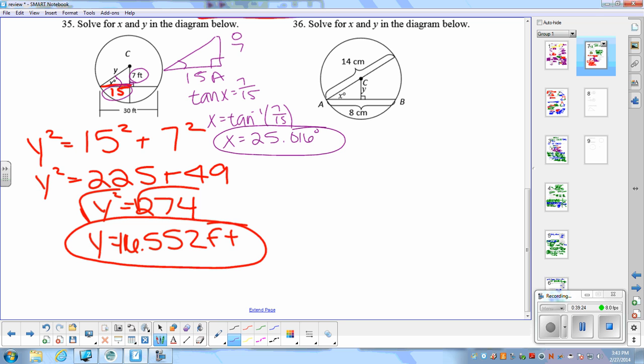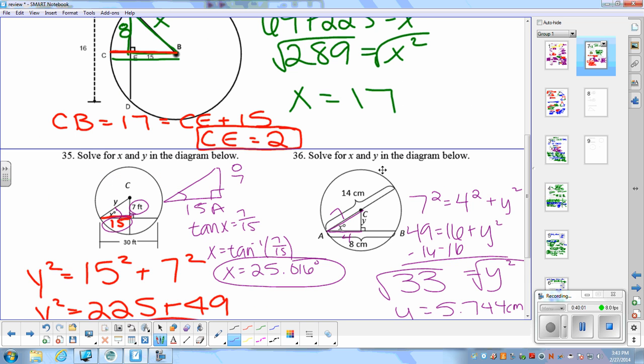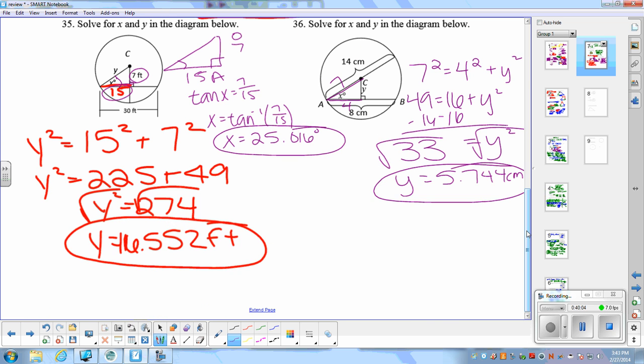36 is very similar to 35. I know that this length is 4 because it's half of that chord. AC is a radius, so it's 7. So to figure out y, I have 7 squared equals 4 squared plus y squared. 49 equals 16 plus y squared. Subtract the 16. Y squared equals 33. Square root both sides. Y equals 5.744 centimeters, and I apologize again for the jumping.